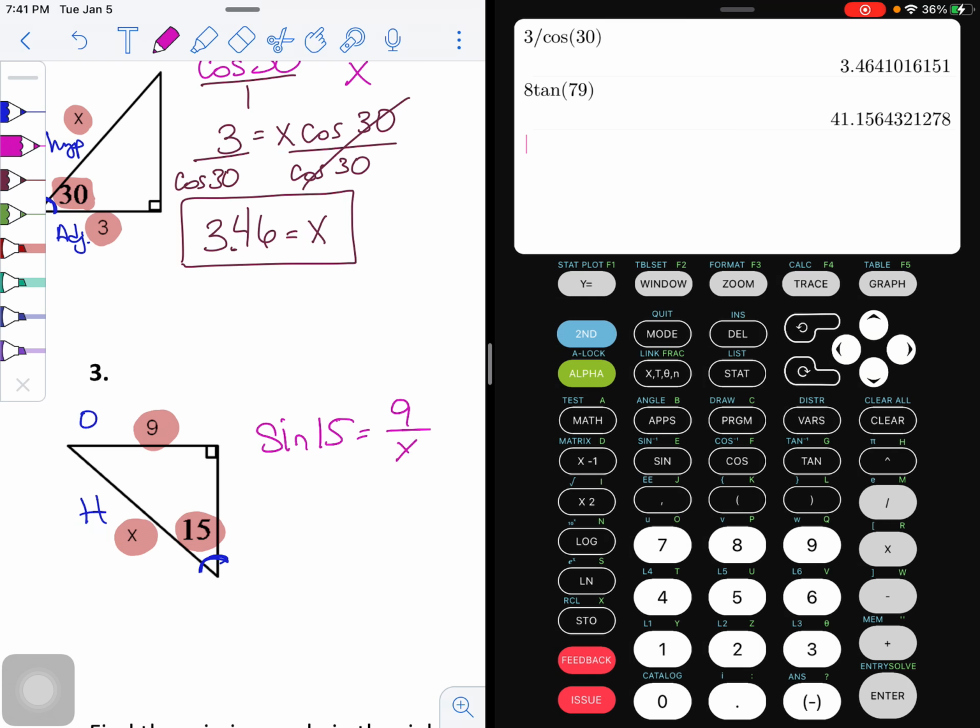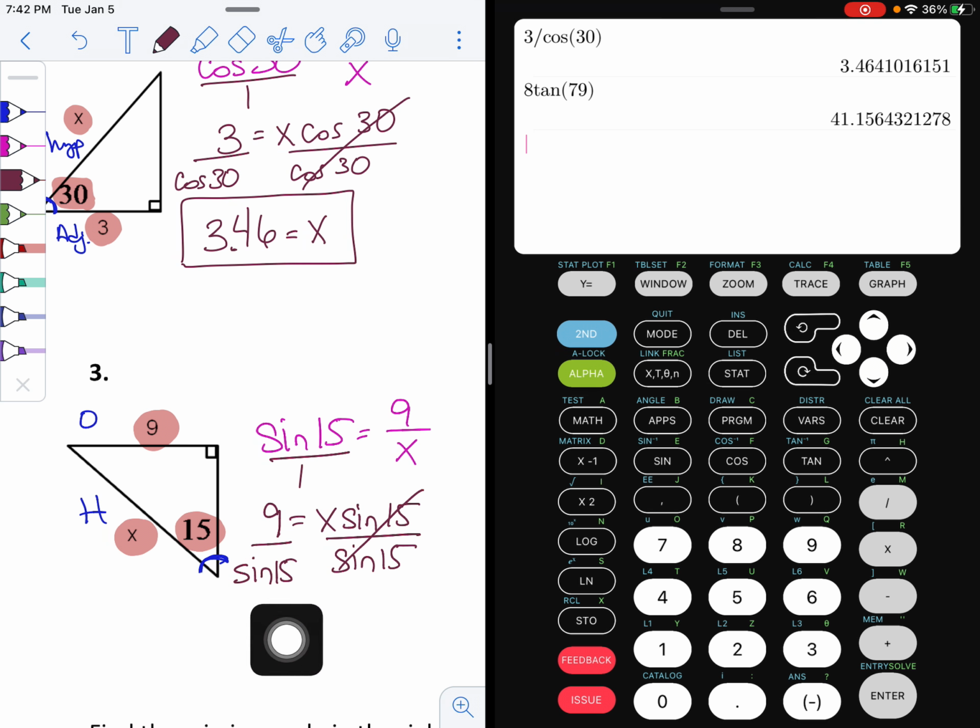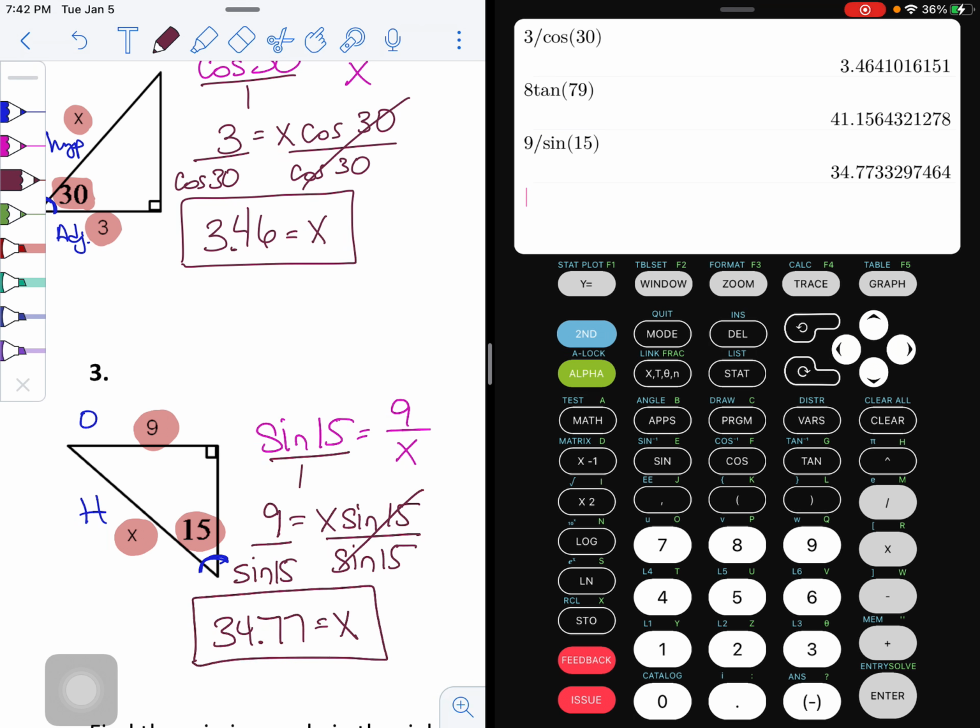Whoops, hold on one second. Let me put an X there for hypotenuse. Let's go ahead and give that a denominator of 1. So 9 is equal to X sine of 15. Go ahead and divide both sides by sine of 15. And this is the fraction that then goes in the calculator. So 9 divided by sine 15. Whoops, not 150. Delete. Too much. Okay. So let's see. X is equal to 34.77. Okay. And that takes care of problem number 3.